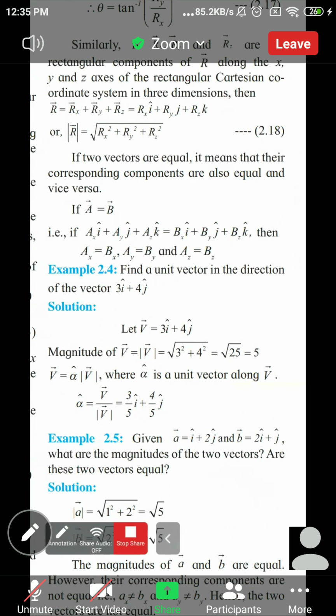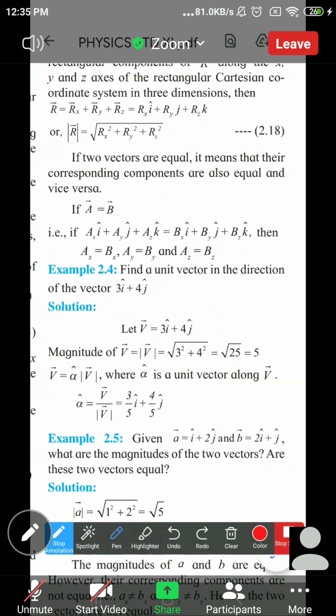I will explain this sum. Find a unit vector in the direction of vector 3i plus 4j.